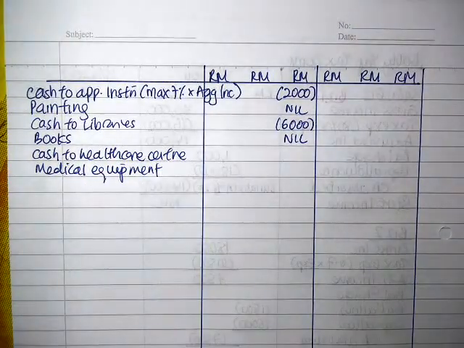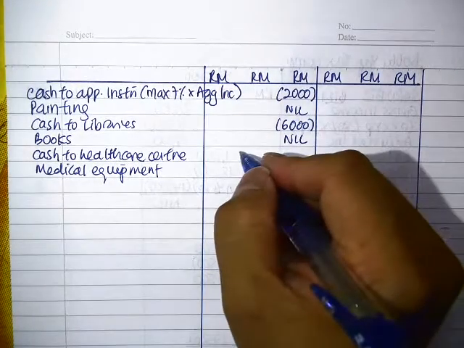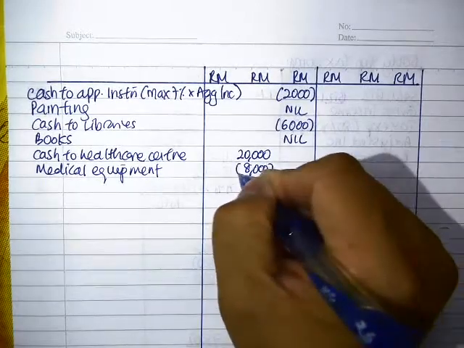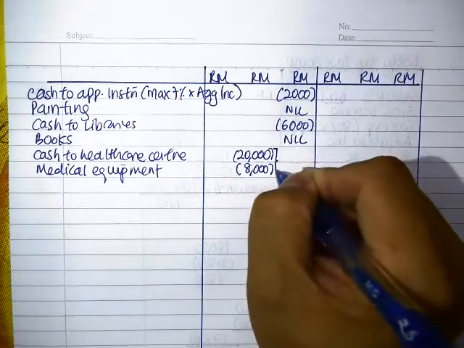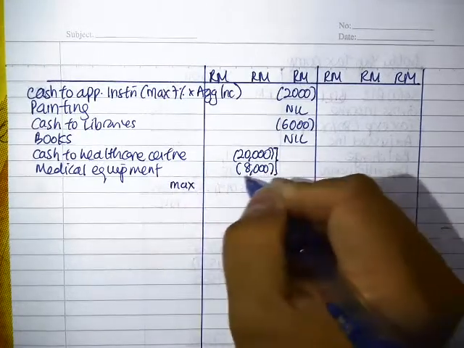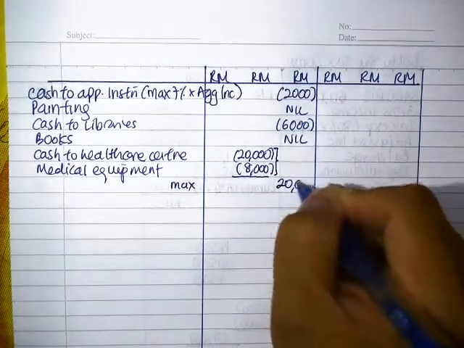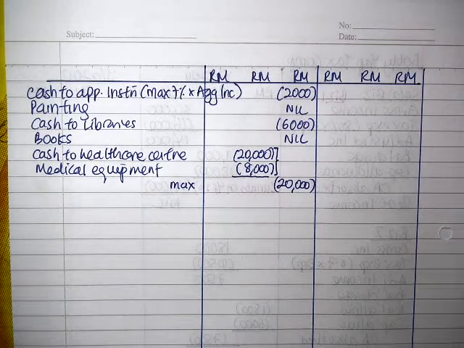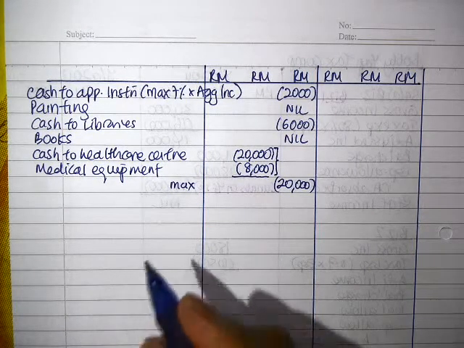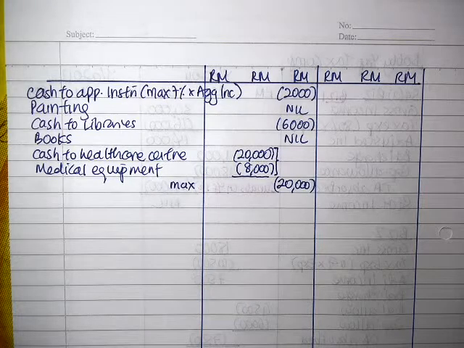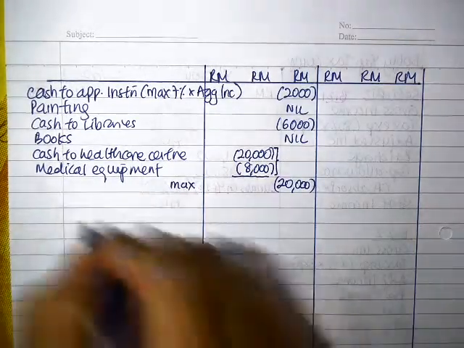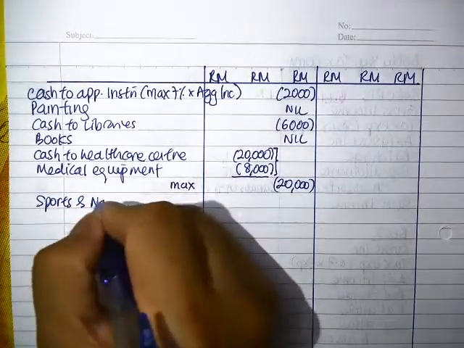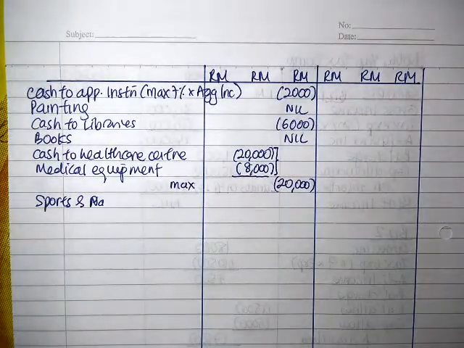If you would like to show separately, then you can show both figures this way, 20, but maximum 20. This indicates that you're aware that the limit of both is 20,000. Alright, then we come back to the sports and the project of national interest.